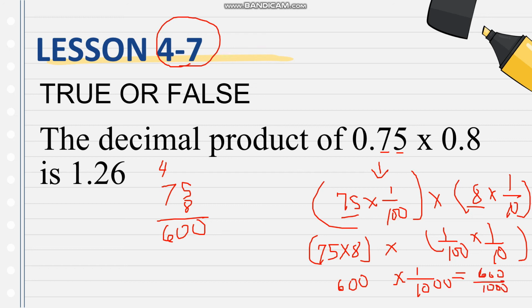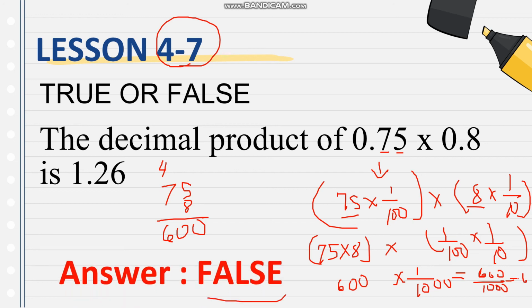The number of zeros is 3, so 3 movements to the left. So the answer is 0.6 or 0.600. That's why this is false. The answer is not 1.26. The answer is 0.6 or 0.600.